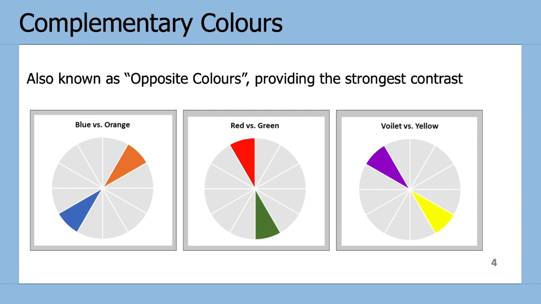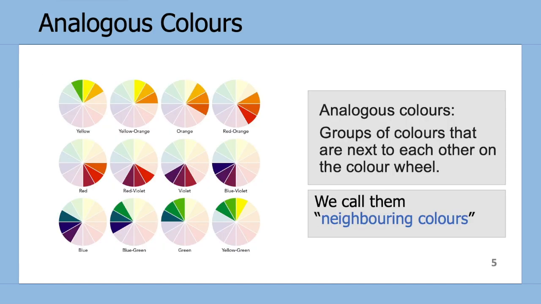If you were to combine or mix 2 complementary colors together, they would produce a neutral grayscale color like white or black. What about the groups of colors that are located next to each other on the color wheel? Well, these color groups are known as neighboring colors or analogous colors.